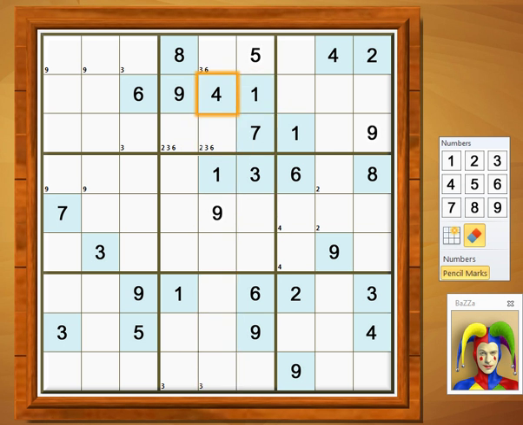So if we come down into this column here, we've got 1. So we're going to need 2, 3, 4, 5, 6, 7 and 8. Need quite a few.